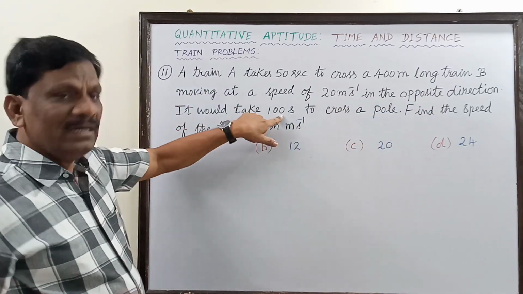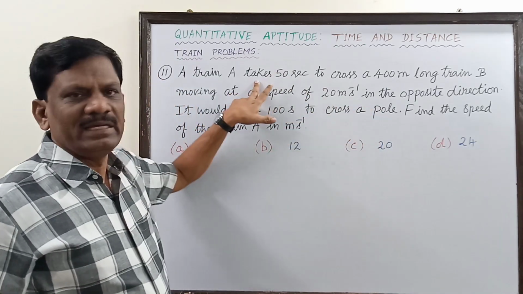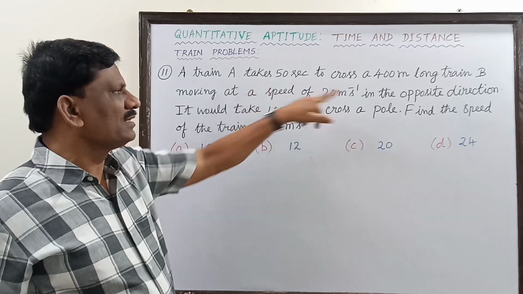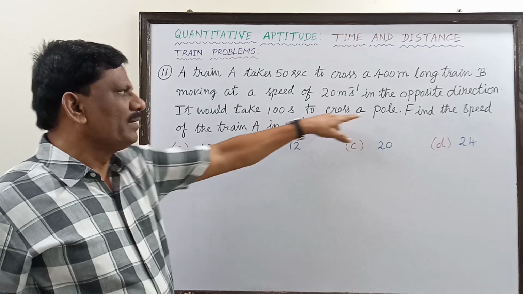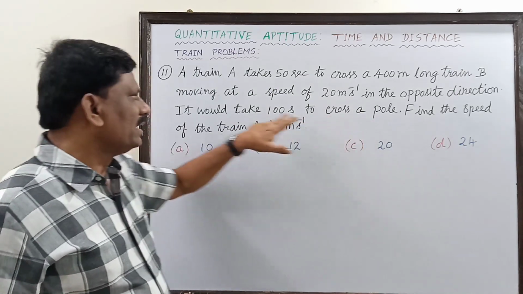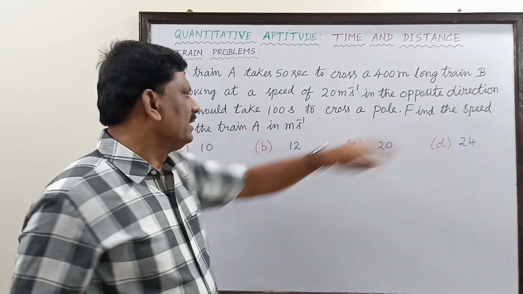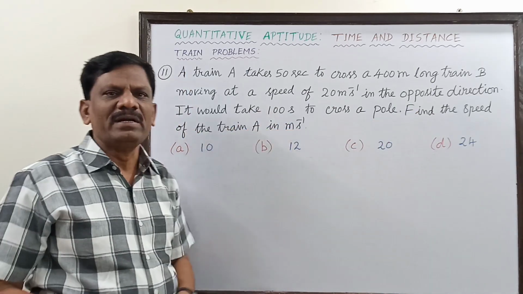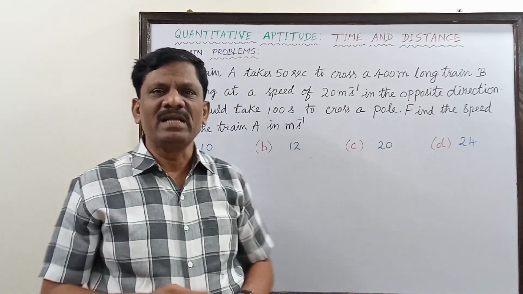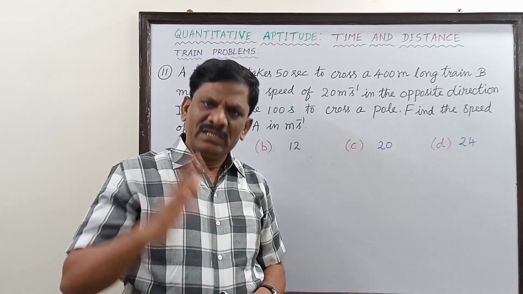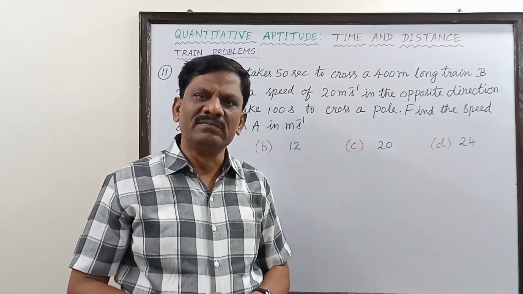It would take 100 seconds to cross a pole. The same train A takes 50 seconds to cross the train B, but it crosses a pole, a fixed object, in 100 seconds. So find the speed of the train A in meters per second. A very good question, and it has been asked many times in different competitive exams. So understanding the problem requires some time.